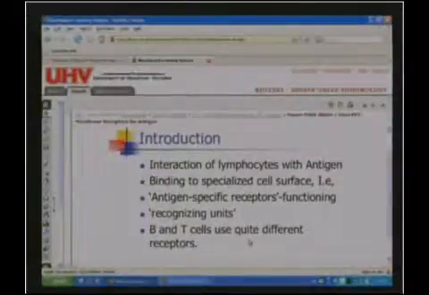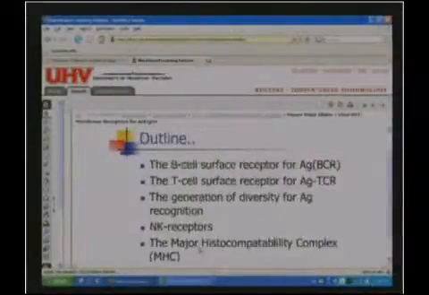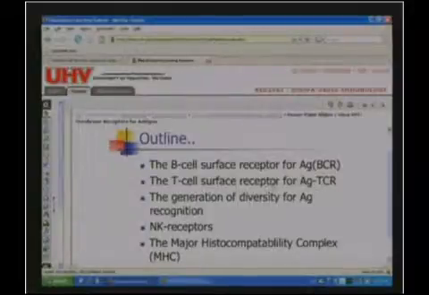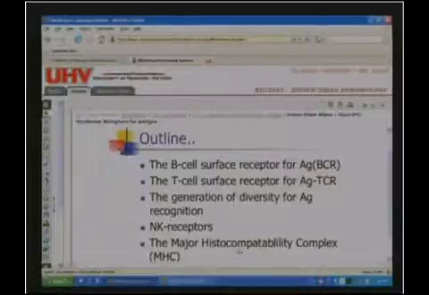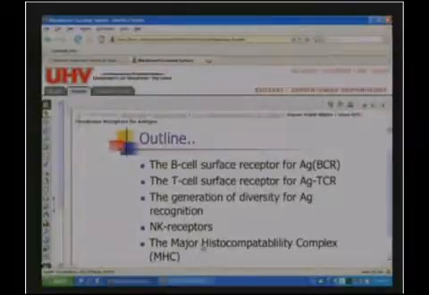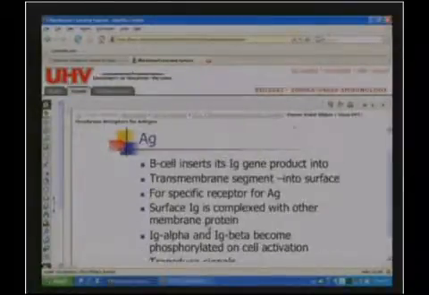I'm sorry, could you see that one here? No. Oh, in your PowerPoints. Okay. BCR, TCR, T cell surface receptor, B cell surface receptor, NK receptors, and major histocompatibility complex. So we have covered these three parts, and we will go through the MHC and then the next chapter as well in the next class.